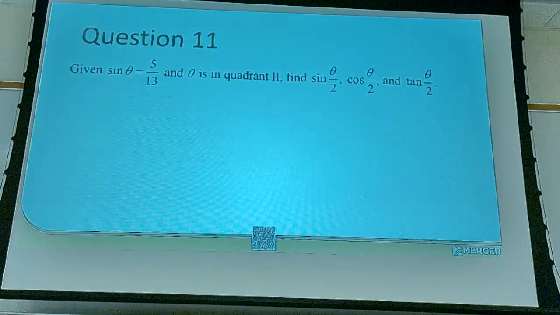Sine theta is 5/13, and theta is in the second quadrant. Find sine of theta over 2, cosine of theta over 2, and tangent of theta over 2.